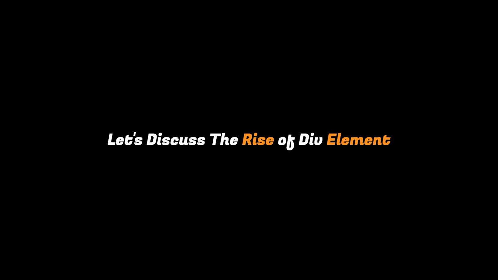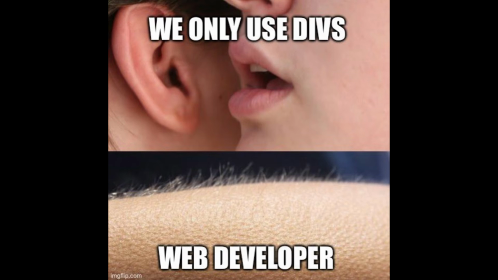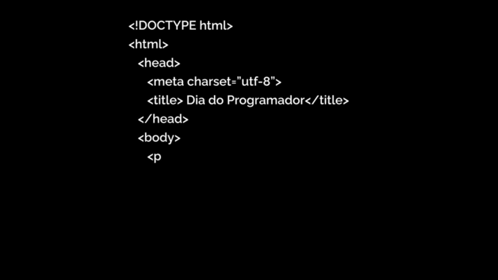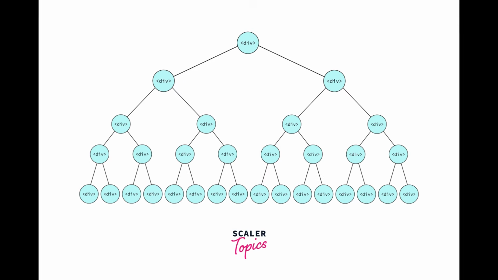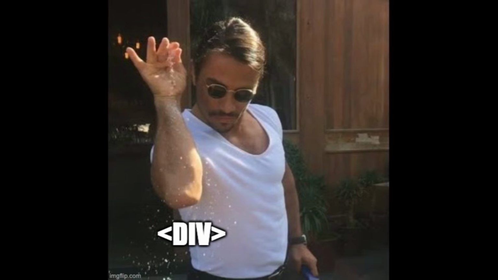So today, let's discuss the rise of the div element, why web developers are obsessed with using this element, and we will also talk about an ancient concept called semantic HTML. Now, why do developers love it so much? One reason is, of course, it's easy to throw in. It's shown in every tutorial and template, and frameworks like React or Vue basically encourage wrapping everything in one. Basically, when you don't know what element to use, just use div.